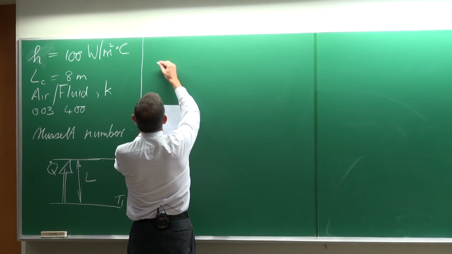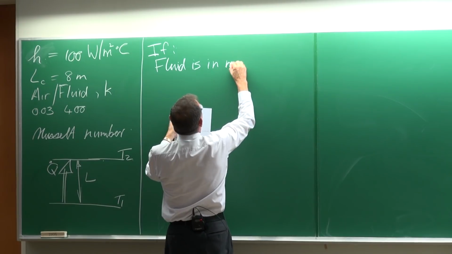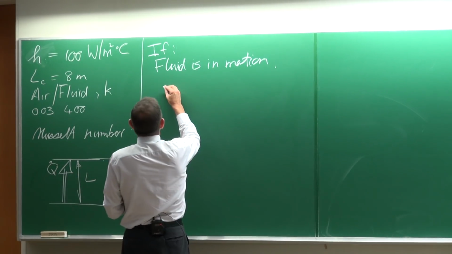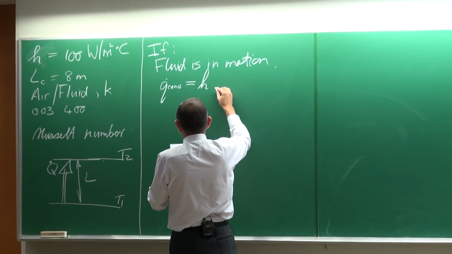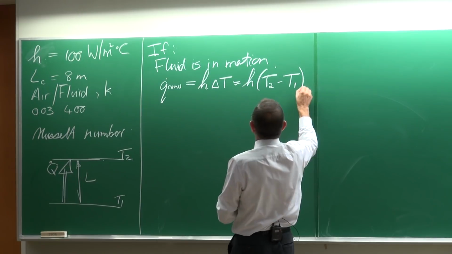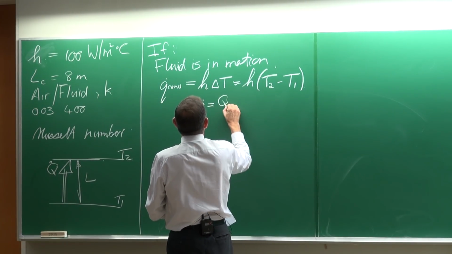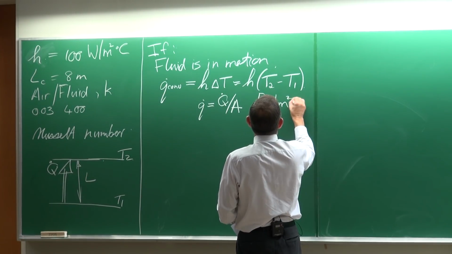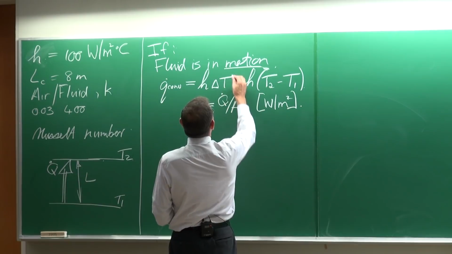Then in general we can say if, firstly, the fluid is in motion, so maybe the flow is from left to right or from right to left, then we can say that the heat flux of convection is equal to the heat transfer coefficient multiplied by delta T, which will be the heat transfer coefficient multiplied by the temperature difference, T2 minus T1. Okay, now remember, the heat flux is always equal to the heat transfer rate divided by the surface area, so the units would be watts per square meter for the heat flux. However, this is in the case if the fluid is in motion.